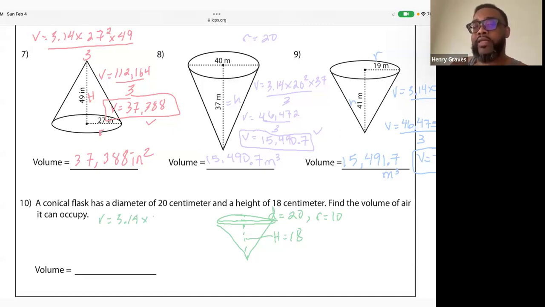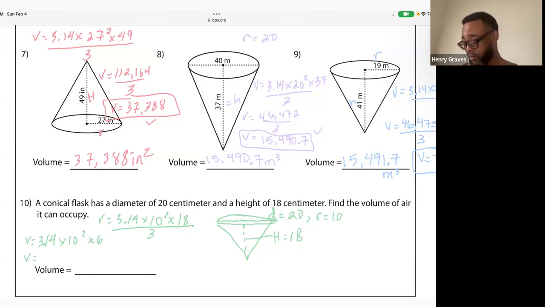Now, again, I know 18 divided by 3 is going to be 6. So then my volume is going to be 3.14 times 10 squared times 6, right? So that's going to be 1,884. And then say it was centimeters. Yeah, centimeters cubed.